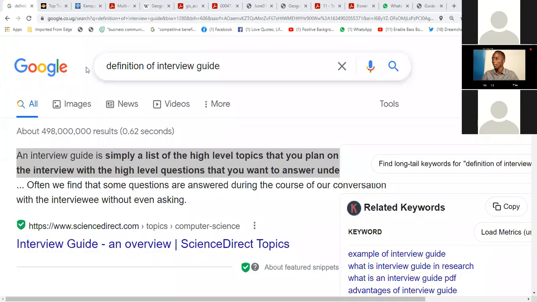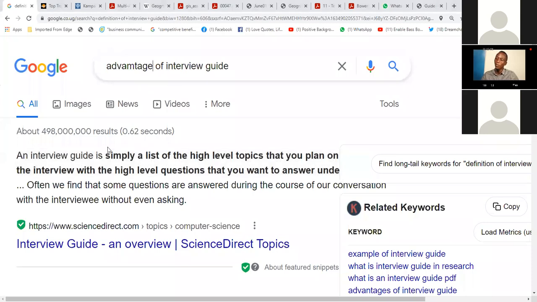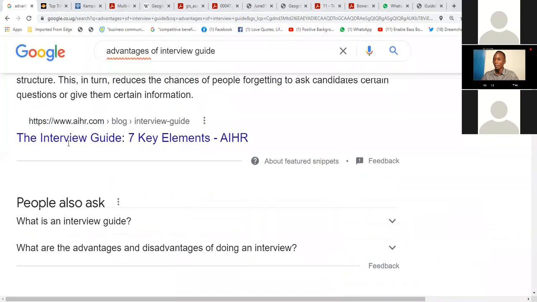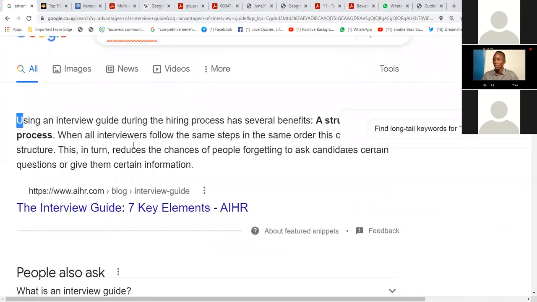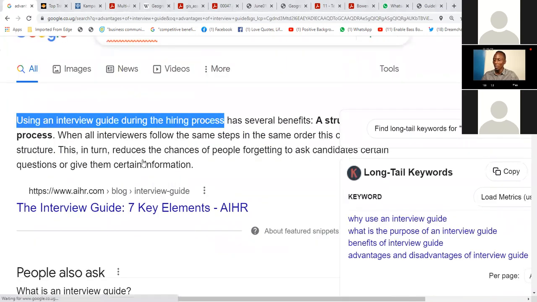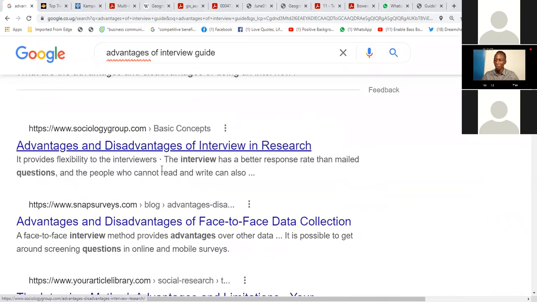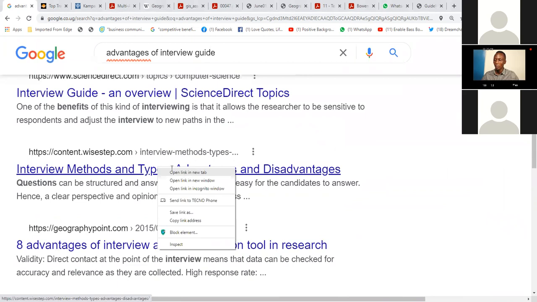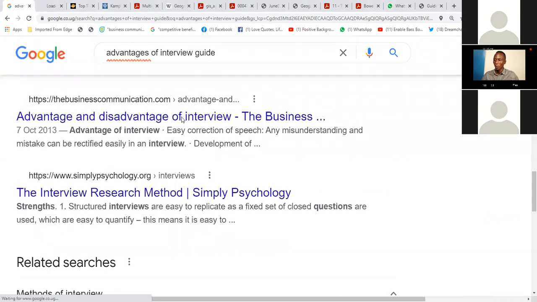So let us go back to the internet and look for the advantages of interview guide. You can even take one. Let me see, which one can we take? Let us take this one. You can take only one.